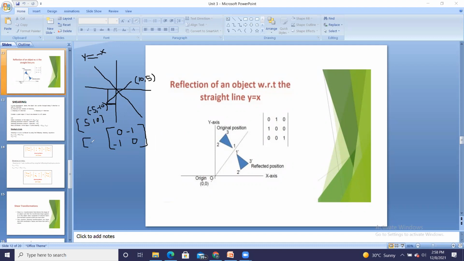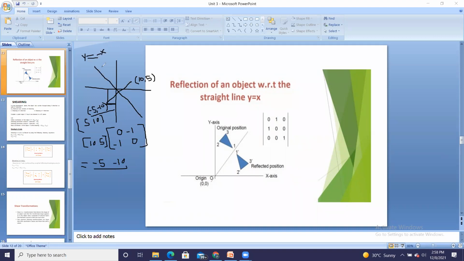So when I am going to multiply 10, 5 with this T matrix, what is the resultant I will get? 10 into 0, 0 and minus 5 here. Similarly, 10 into minus 1, that is minus 10 plus 0. So I am going to get the point after reflection. So this is how the reflection takes place along Y equal to minus X axis.